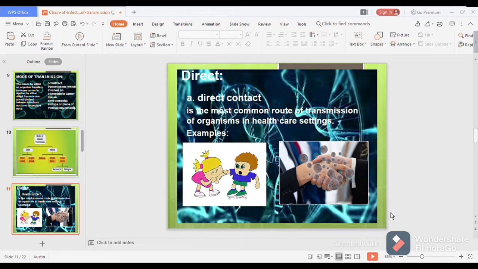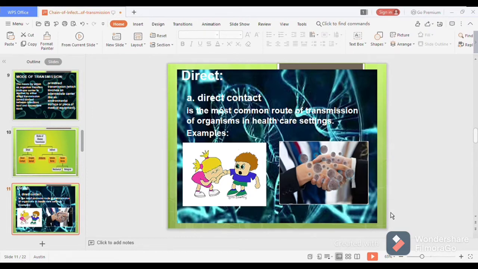So it occurs through skin-to-skin contact, kissing, or sexual intercourse. The direct contact also refers to contact with soil or vegetation harboring infectious organisms. Thus, infectious mononucleosis, kissing disease, and gonorrhea are spread from person to person by direct contact.